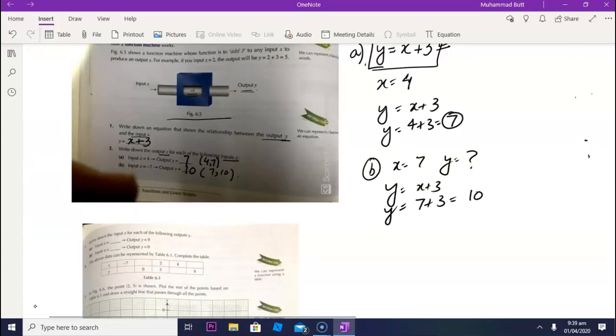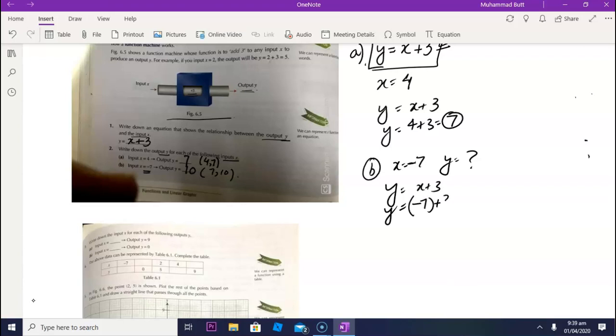For part B, we considered x equals 7, and y was 10. If x is minus 7, then what are you going to do? Over here, the value of x is minus 7. So what if x is minus 7? In the same equation, you can substitute the value of x as minus 7.